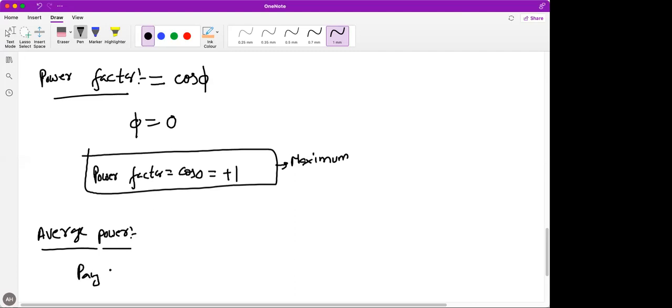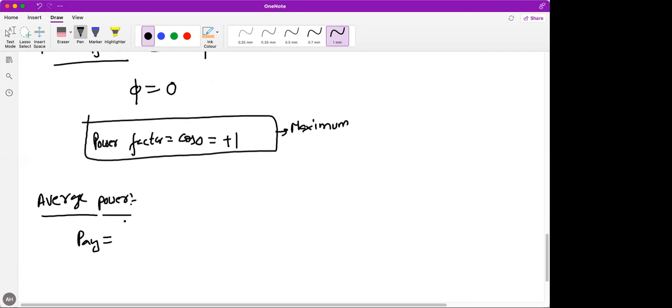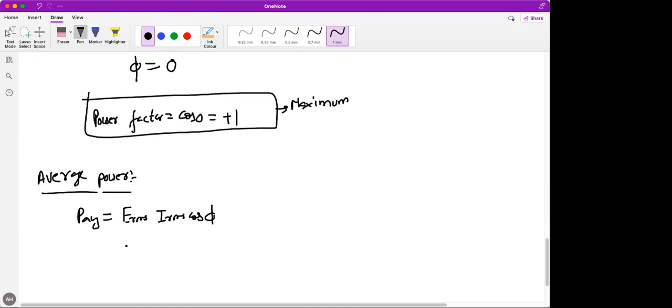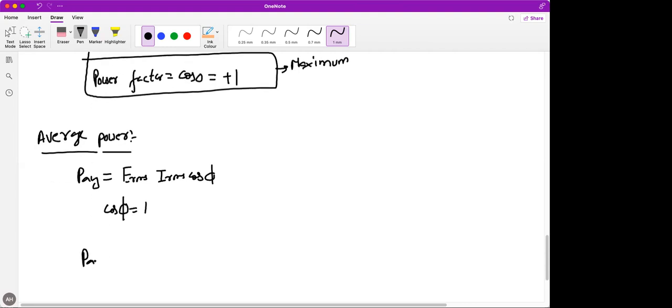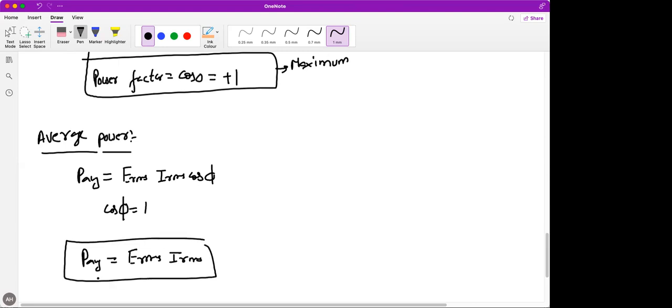Yes, Nazira. What's the formula for average power? E RMS into I RMS into cos phi. Very good. And how much is cos phi here? Cos phi is 1. Perfect. So if I substitute these values, the average power for this particular circuit is E RMS into I RMS, and this is the maximum power dissipated.